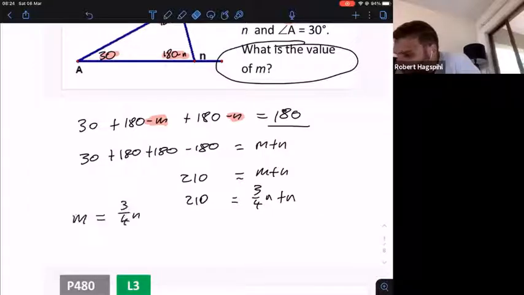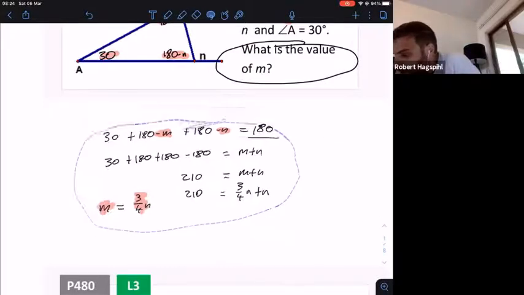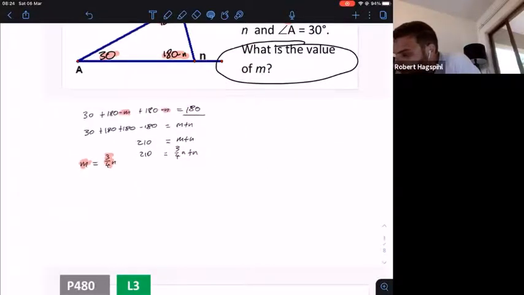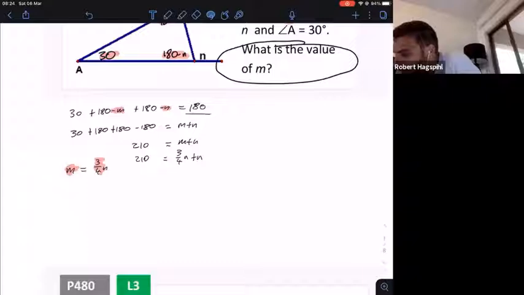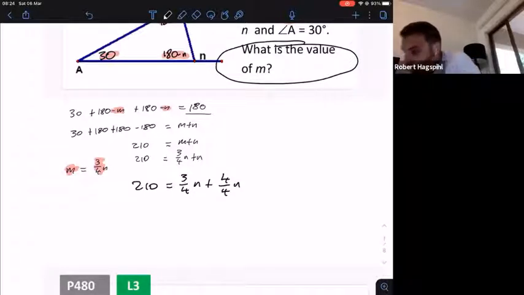Now this is just an equation that I need to solve. And I'm going to get 210 is equal to 3 over 4 n plus 4 over 4 n, because 1 is equal to 4 over 4. And if I do that, I get 210 is equal to 7 over 4 n.